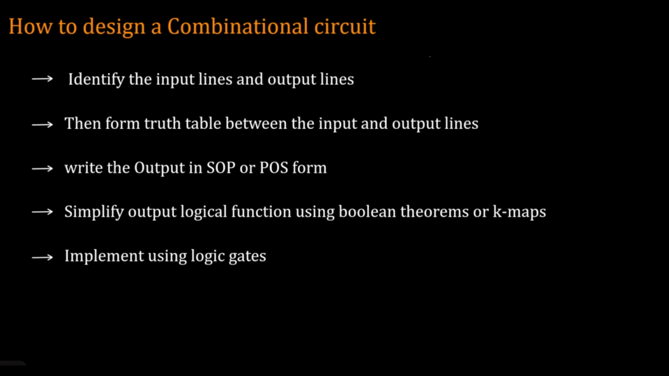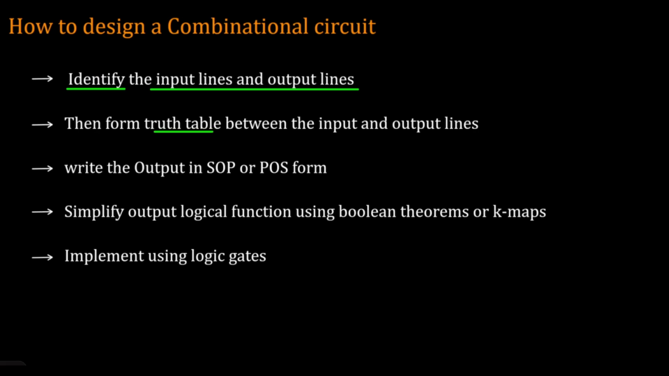If you are asked to design a circuit, then they will provide these are my input lines, these must be my inputs and these must be my outputs. They will specify this. Based upon that, you will identify the input lines and output lines, and then you will draw the truth table. If you have two inputs, then we will have a truth table of 2 power 2, that is 4 combinations. So we will draw the truth table for all the 2 power n combinations, and we will write what the specific outputs are for each combination.